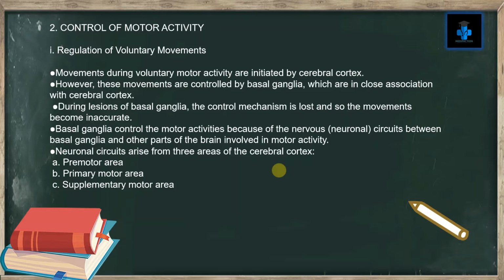Basal ganglia control the motor activities because of the nervous circuits between the basal ganglia and other parts of the brain involved in motor activity.